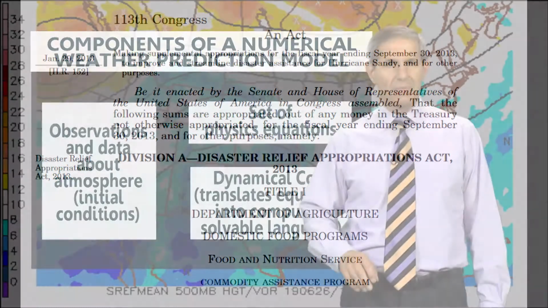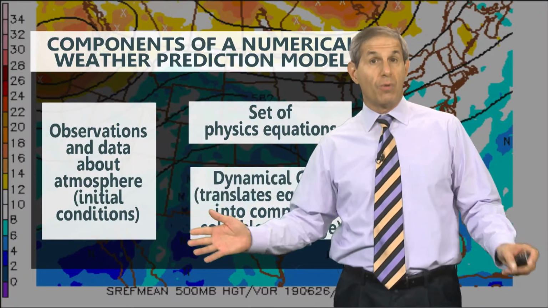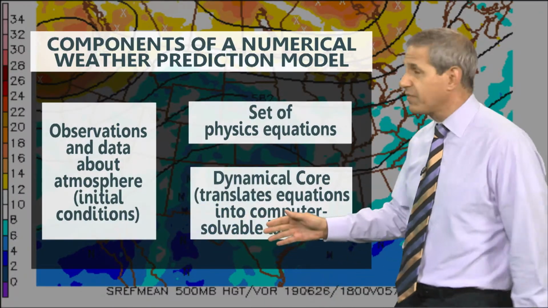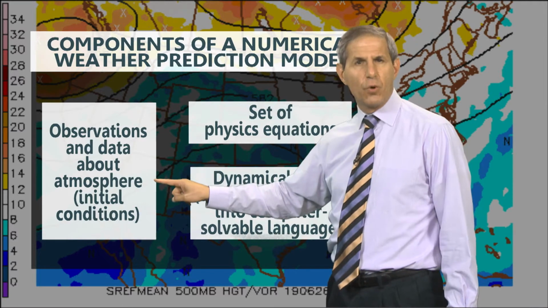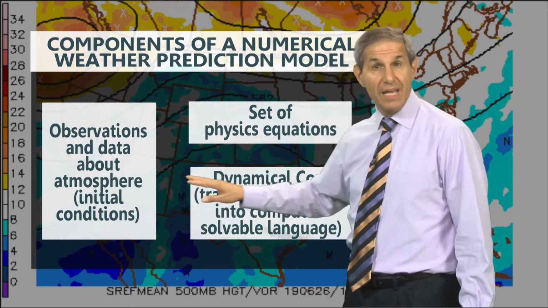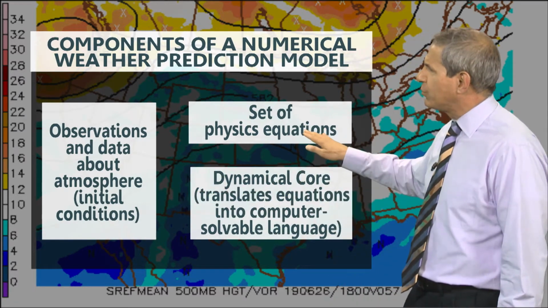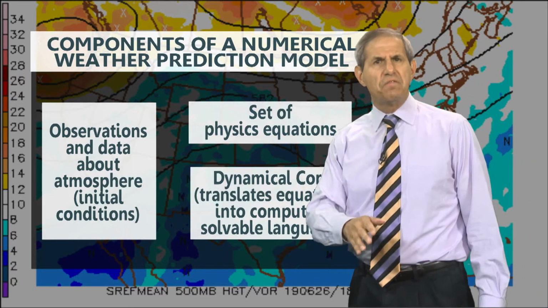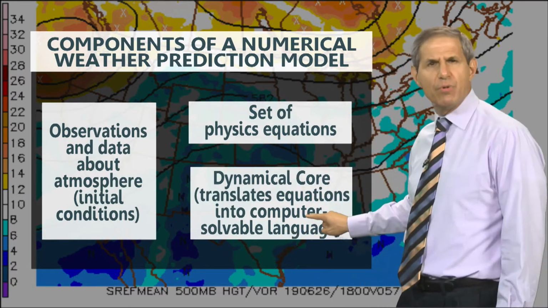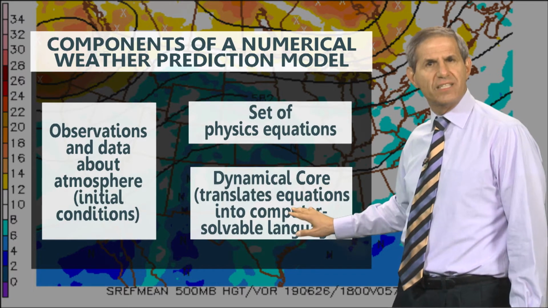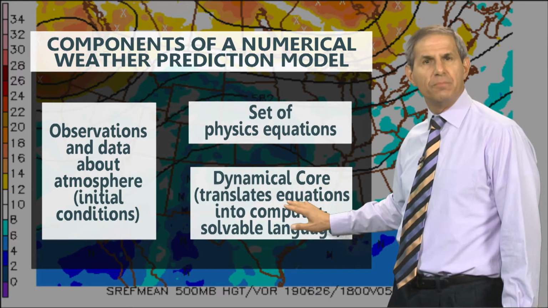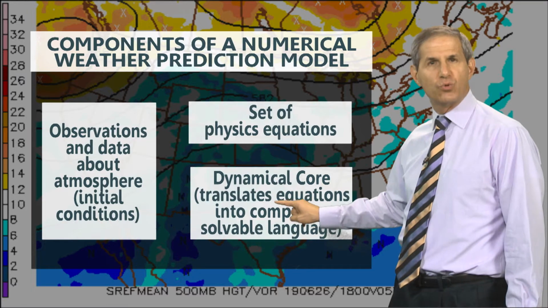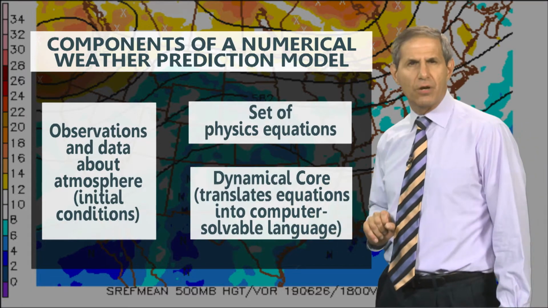So after Sandy, tucked into a Disaster Relief Act was funding to improve U.S. weather modeling. Now, at the most basic level, a computer model has three parts. There's the observations you need to begin the forecast, the so-called initial conditions. There's the equations. For example, Newton's second law, force equals mass times acceleration. And finally, what's called the dynamical core, which translates the equations into a form the computer can solve. And that's what was recently upgraded in the American model.